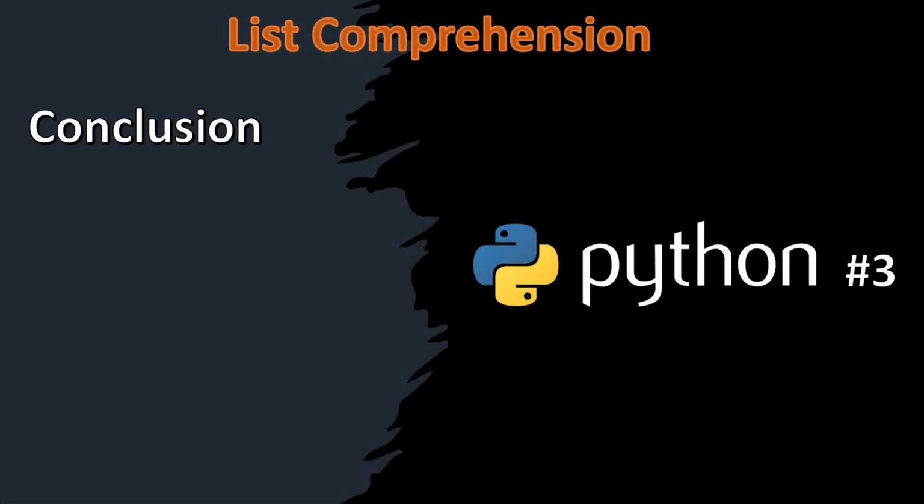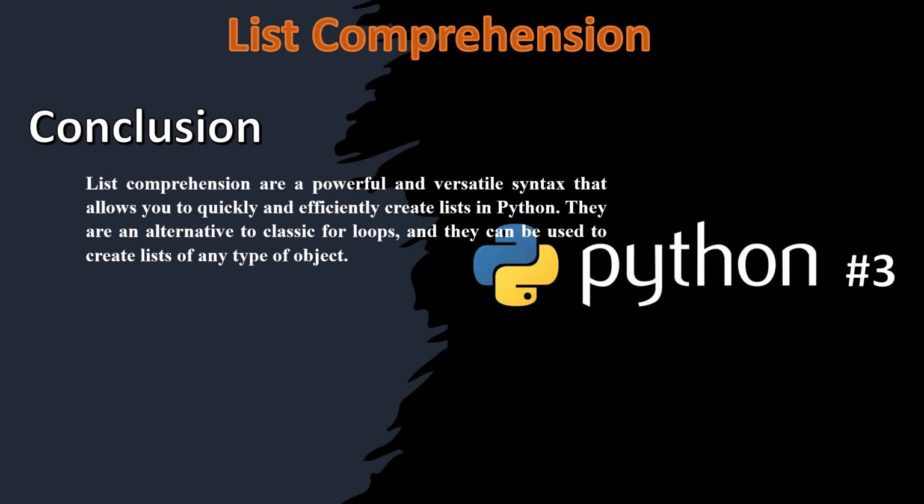Last topic, conclusion. List comprehensions are a powerful and versatile syntax that allows you to quickly and efficiently create lists in Python. They are an alternative to classic for loops, and they can be used to create lists of any type of object.